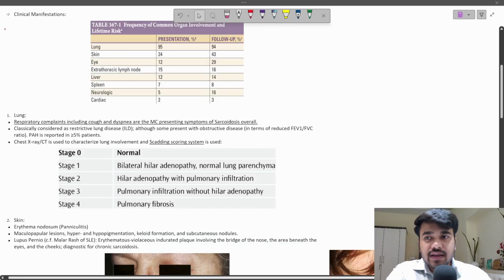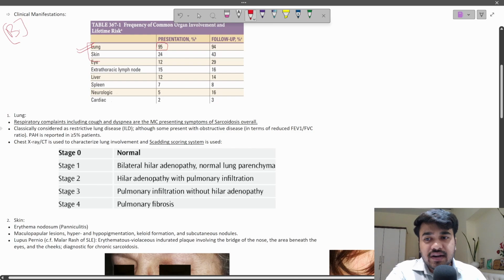So moving on to the clinical manifestations. This table right here shows the frequency of common organ involvement in sarcoidosis. The percentages here are not important, you don't need to remember them, it's just to give you an idea. As you can see, the lungs are almost always involved in sarcoidosis patients, followed by skin. So lung and skin are the two most commonly involved organs in sarcoidosis. And then we may also have eye involvement, extrathoracic lymph node, liver, and spleen involvement, and even neurologic and cardiac manifestations can be seen in a small minority of patients.